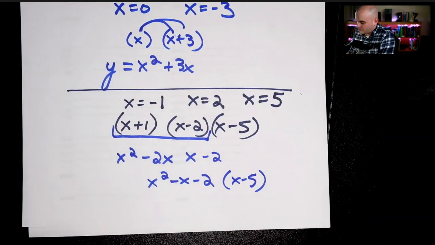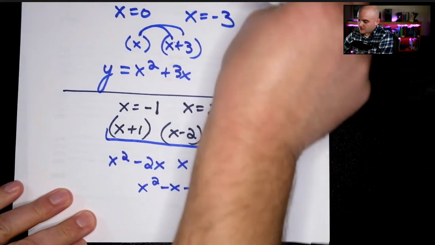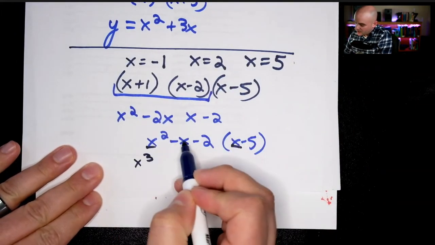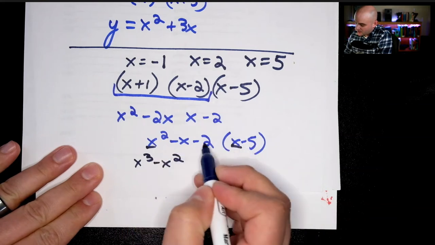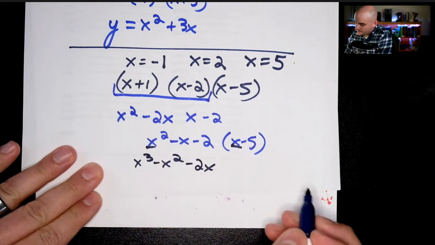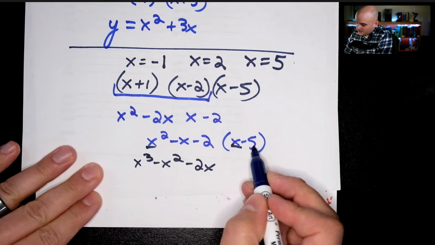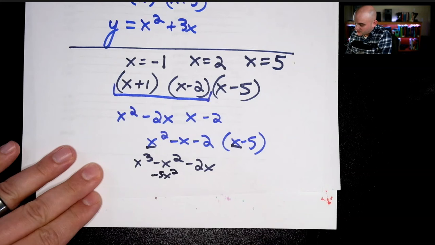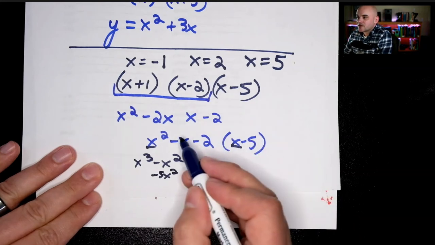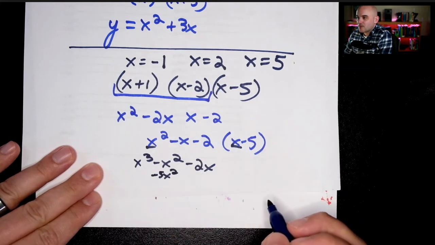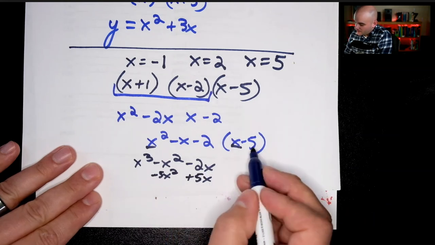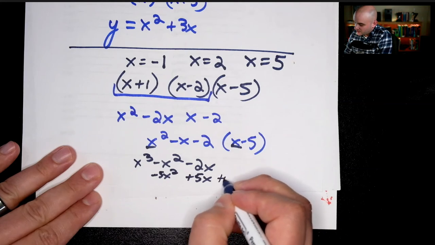So I'm going to once again go through all of this and distribute. x times x squared is x cubed. Running out of space here. x times negative x is negative x squared. x times negative 2 is negative 2x. And then I'm going to multiply everything by negative 5. So I get minus 5x squared. I'm just going to write it underneath the x squared term so I can easily combine them. Minus 5 times minus x gives me a positive 5x. And negative 5 times negative 2 is positive 10.